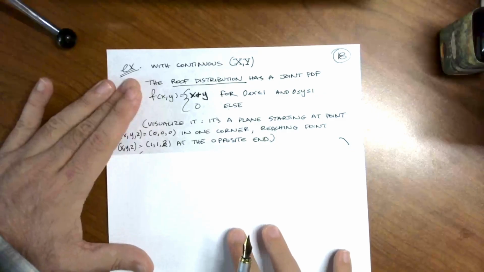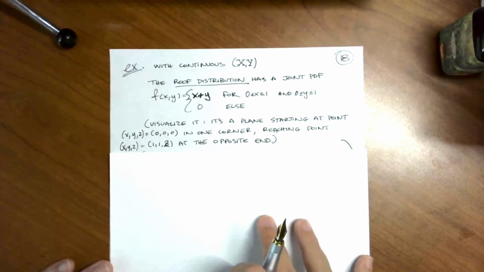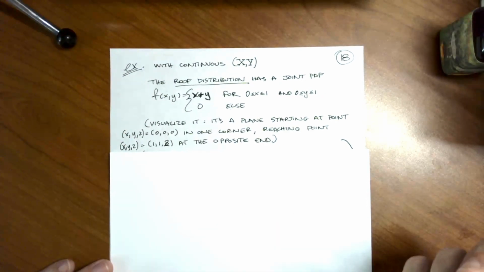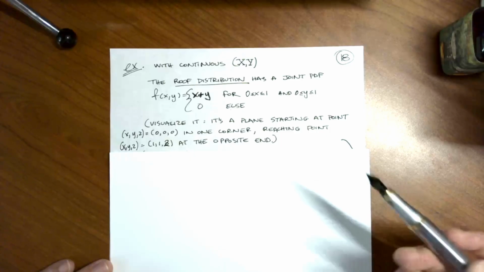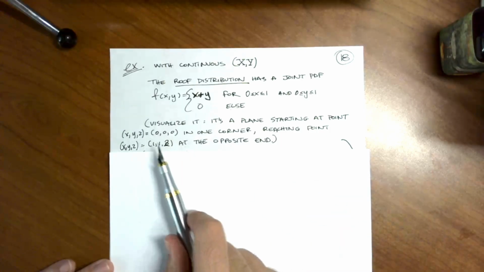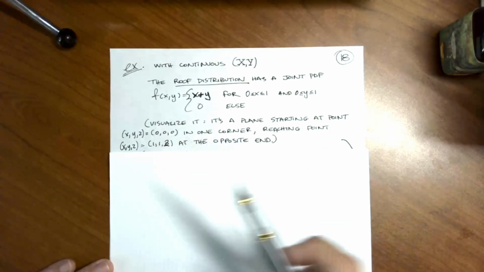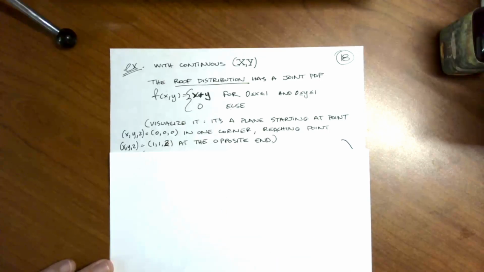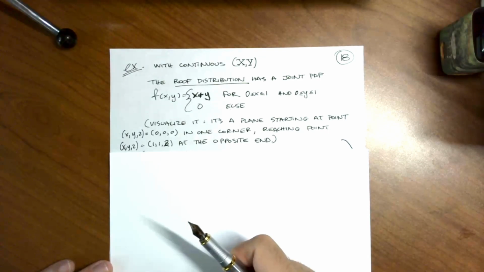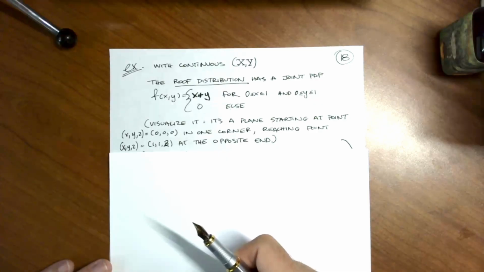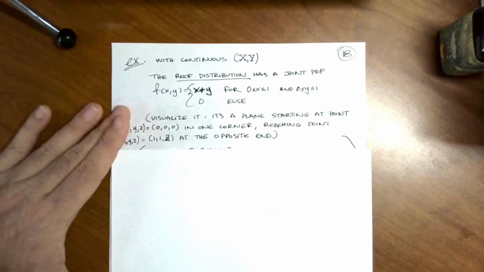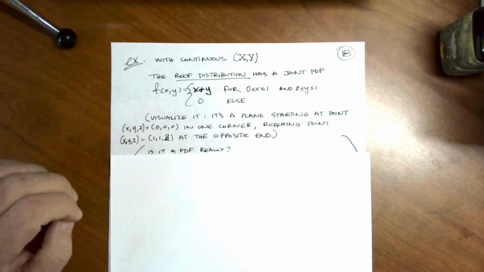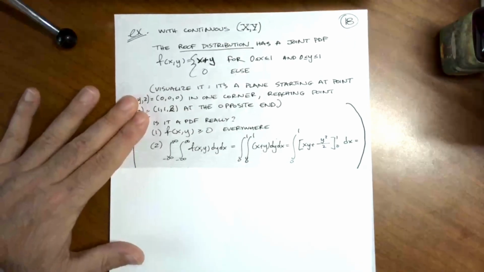So, if you want to visualize this distribution, you can obviously use some software and plug in the functional form and see how it looks in 3 dimensions. But it's actually a plane that starts at point 0 in one corner and reaches the point 2 on the opposite end. So a plane is a very simple 3-dimensional object that you can either plot by hand or use some software to do that.